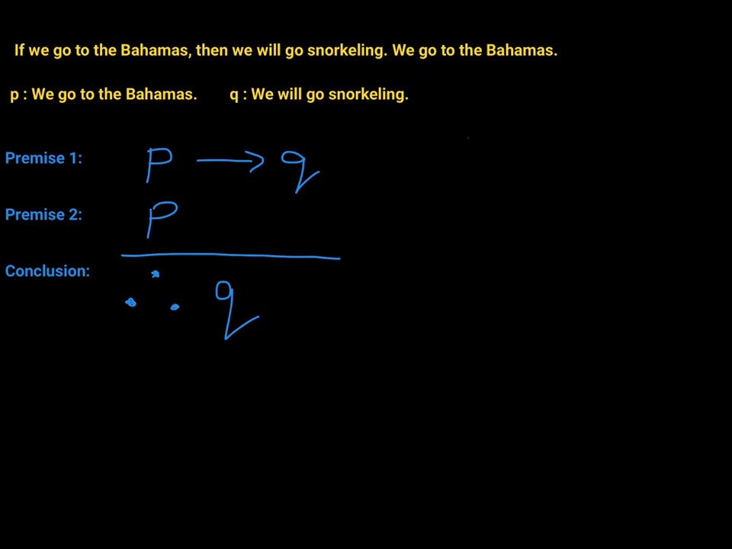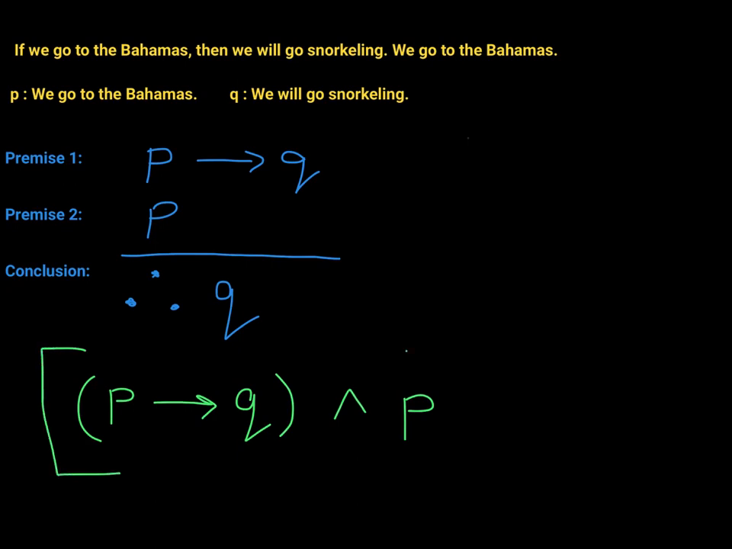Now, if we want to create a truth table for this argument, then it would look like this. I'm going to write the argument in the following form. If P, then Q. If we go to the Bahamas, then we go snorkeling. Put that in parentheses. And we go to the Bahamas. That's the next part. If all of this happens, I'm going to put grouping symbols around all of this. If all of that is true, then we can conclude Q.